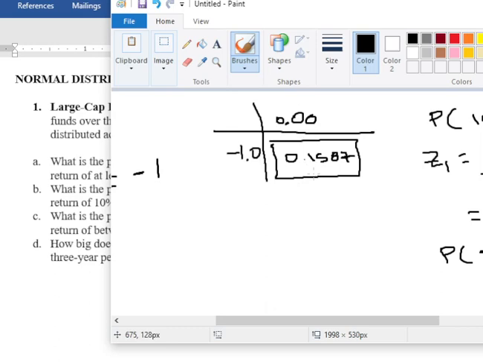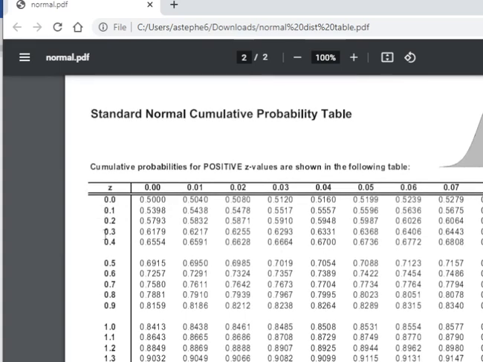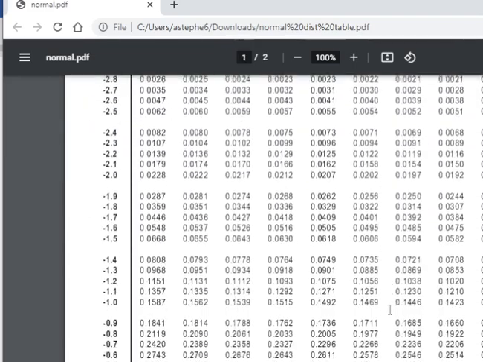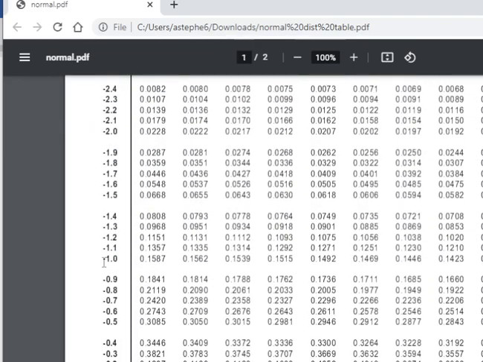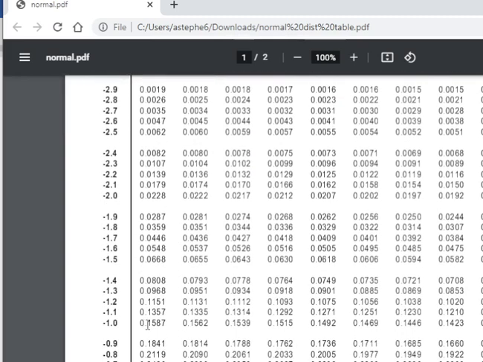And so our final answer is 0.1587 in terms of how that looks on the normal tables. Now we need the -1, right? So we need to go to -1, and for my tables, this is where I see that -1, and it's 0, 0, and so the value is 0.1587 right here.